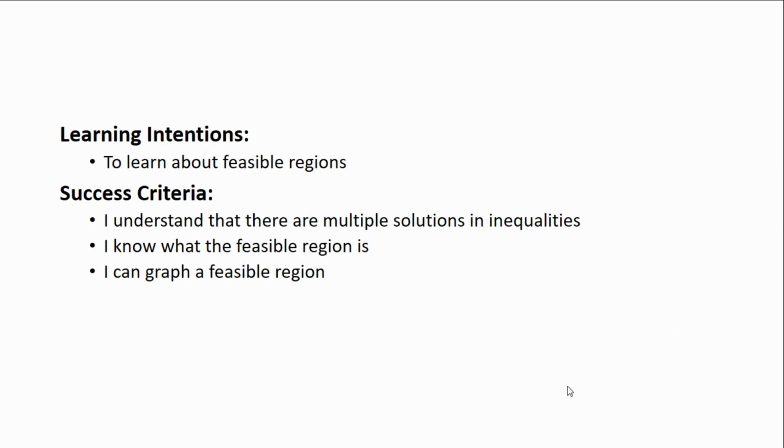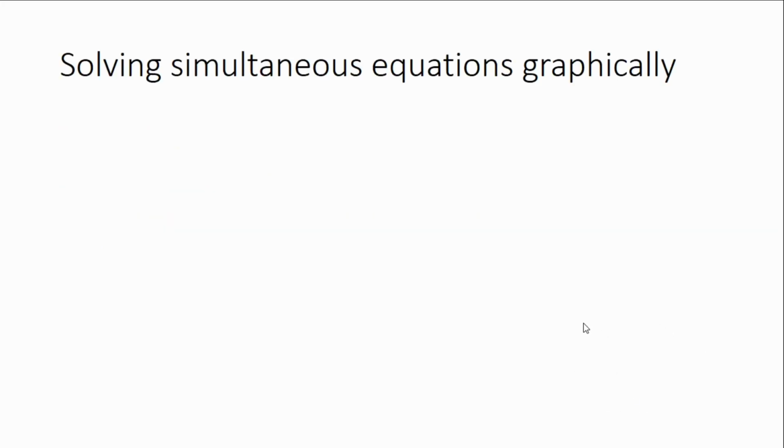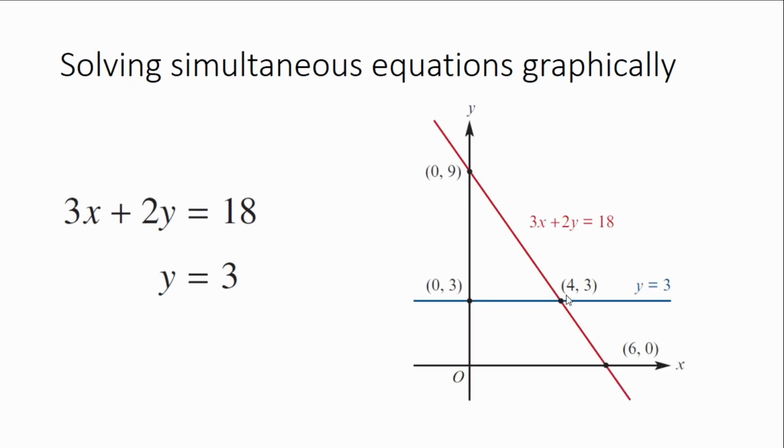Alright, so before we get started on this, we're going to review simultaneous equations a little bit and how we solve them graphically. So if we had simultaneous equations like this, one at the top and one at the bottom, we would simply graph those two onto a Cartesian plane and find the point of intersection. So in this case, x is 4, as you can see there. So you'd write x equals 4 and y equals 3. So that's solving simultaneous equations.